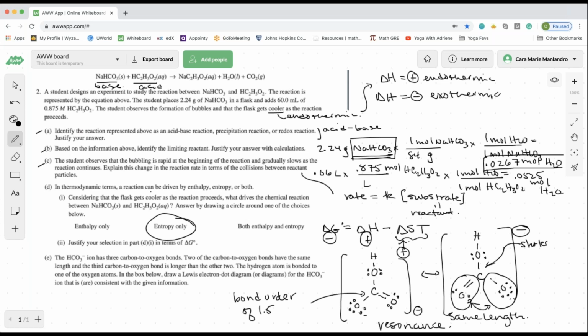Does anyone have any questions? This is being recorded, yes. You can tell by the little red button that says recorded.